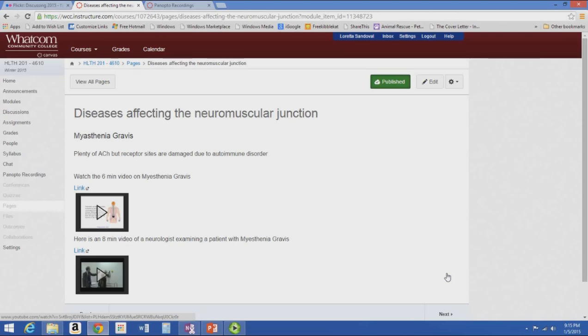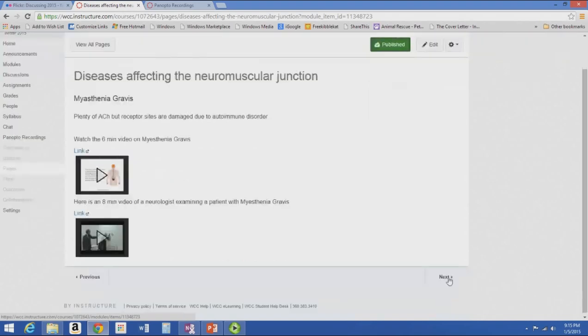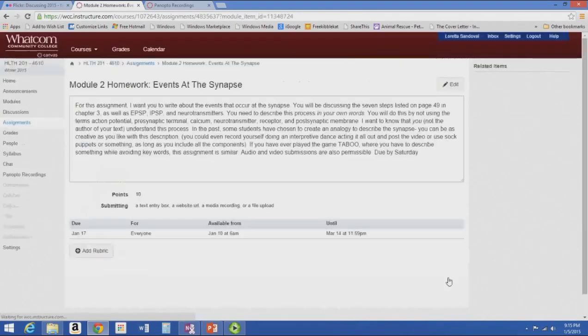So it's really interesting and very unusual that I've gotten to work with 2 people with myasthenia gravis.